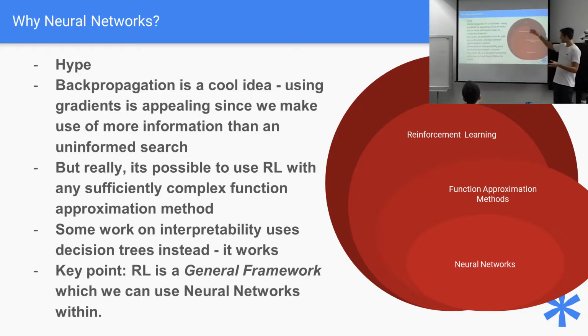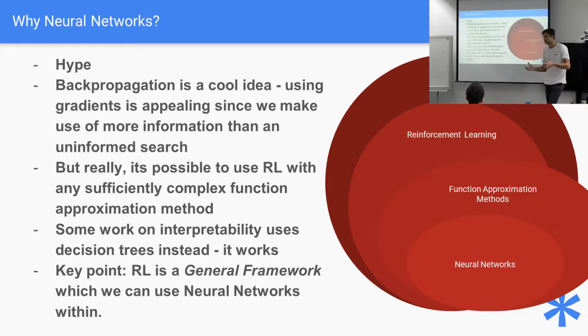And then within reinforcement learning, we can use these function approximation methods, of which neural networks are a class, right? So there's no reason here you couldn't use a decision tree. People have done that and it kind of works. You can use an SVM, right? It would work. But at the moment we use neural networks. There's a couple of reasons for that. One is just the hype. Everyone does it, so everyone else does it, right?